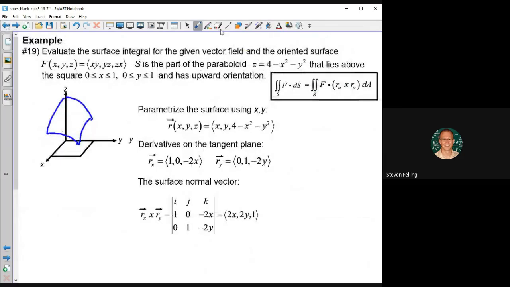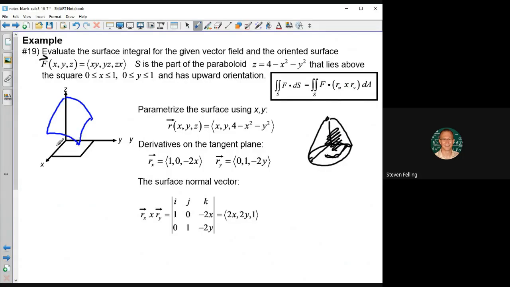Okay, so let's say that we want to evaluate the surface integral for this vector field, xy, yz, zx. So plugging in different x, y, z values, this gives me different directional force vectors at every x, y, z. And we want to do this over the part of the paraboloid that starts at 4 here and opens downward like this, right? But only the part that lies above this square here, from x is 0 to 1. So it's a part of this surface here.